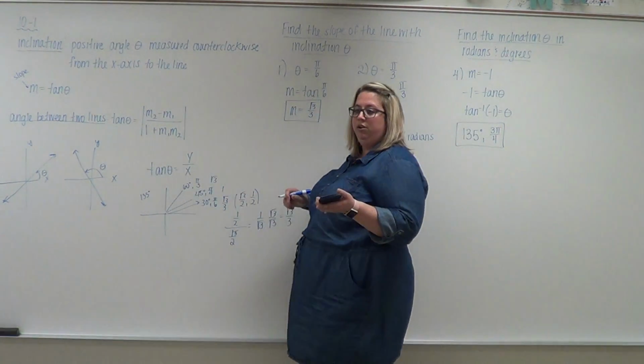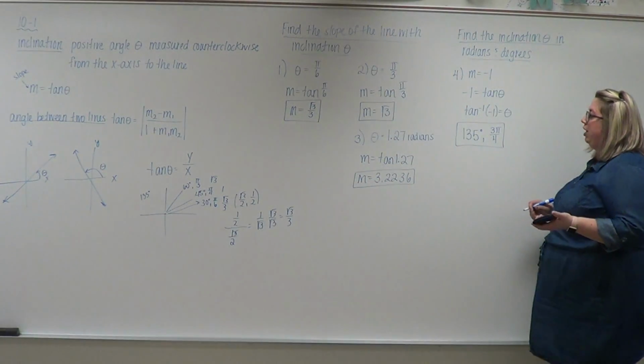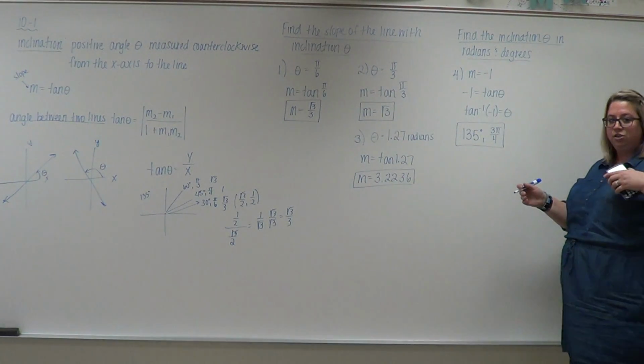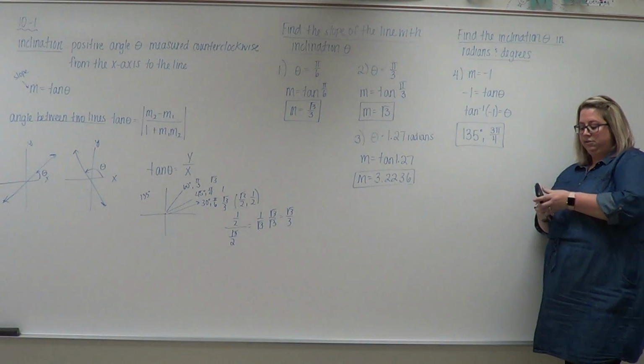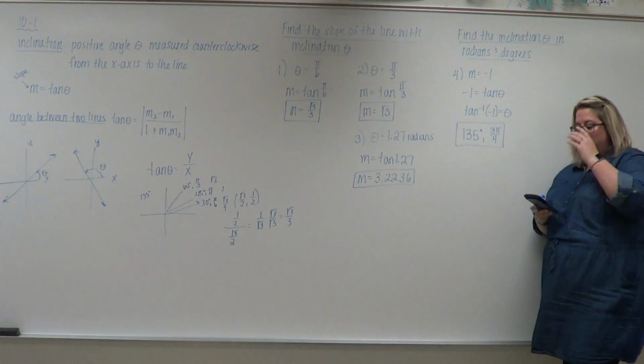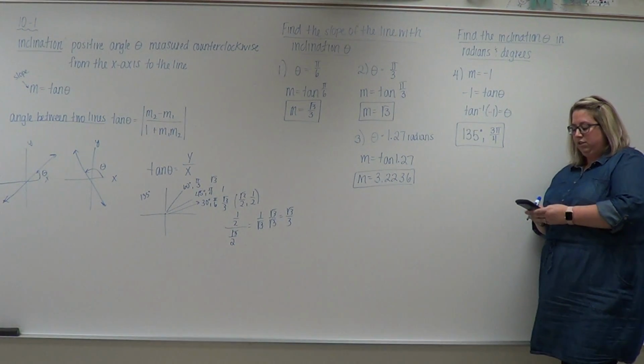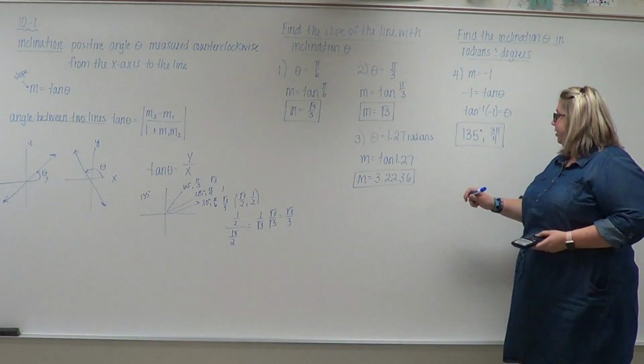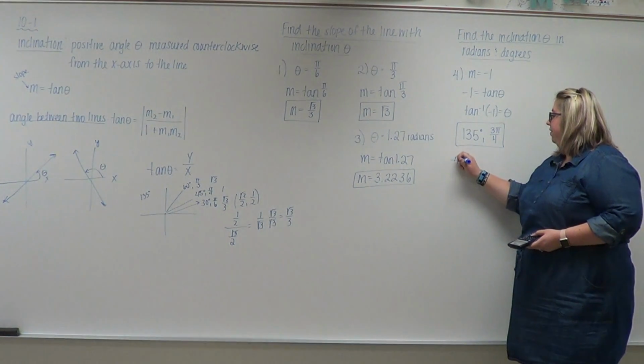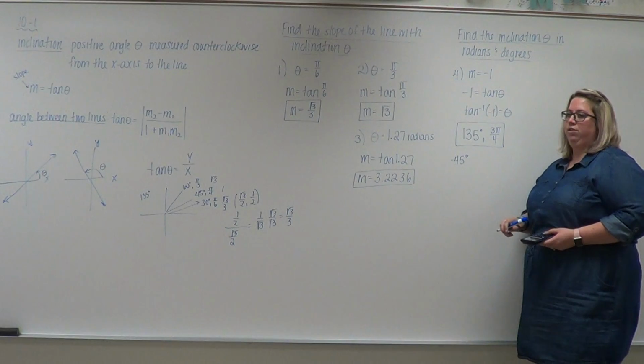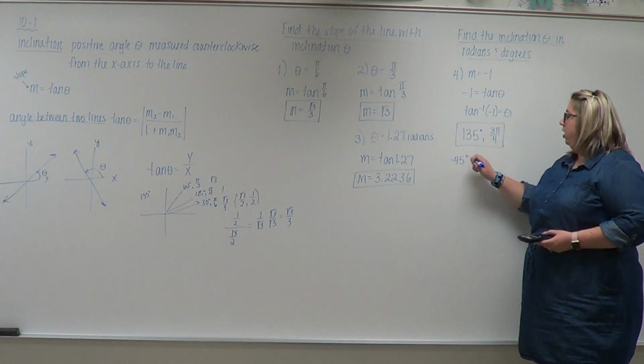If you do it on your calculator, the calculator should be in degrees. So you just change it to radians, now you have to change it back to degrees. And you do tan inverse of negative 1, you would get negative 45. So how did I get 135 out of that? You add 180.